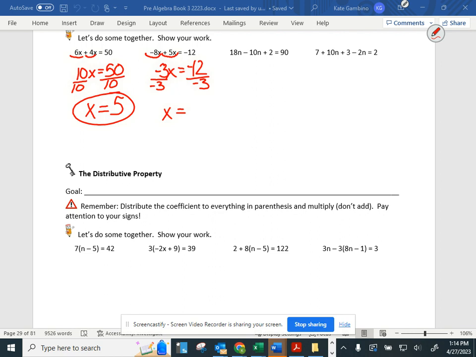Negative 3 divided by negative 3 is a positive 1. Negative 12 divided by negative 3 is what? Positive 4.